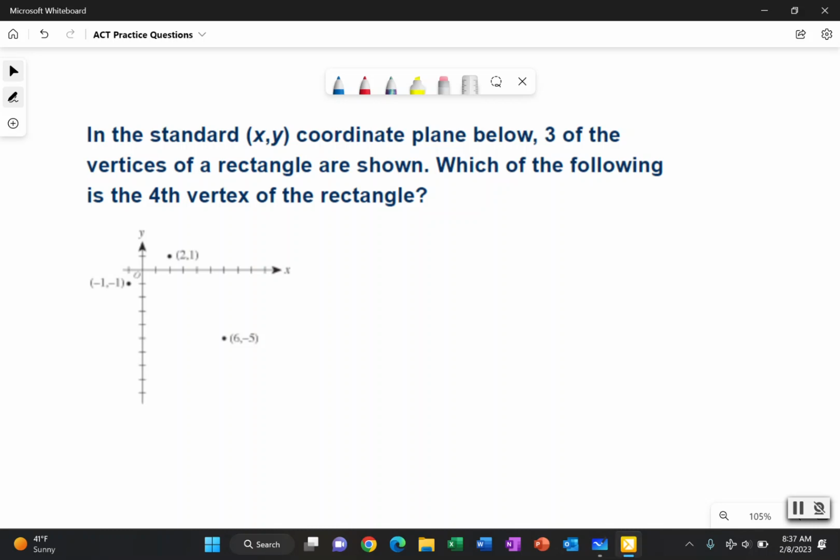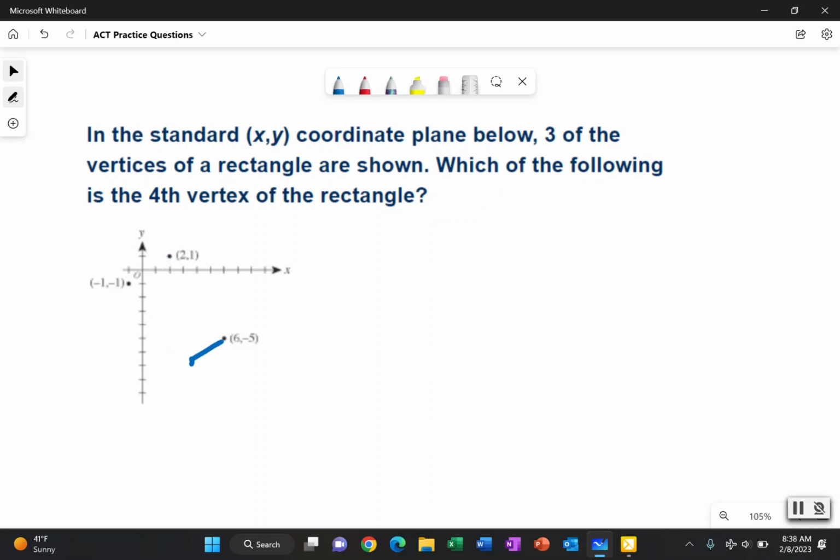Today we're going to be taking a look at another ACT math practice question. In this case, we want to see, in the standard XY coordinate plane below, there are three vertices of a rectangle that are shown. Which of the following is the fourth vertex of the rectangle? So we're given these three here. These two would line up like that. Boom. And we need to figure out what is this coordinate point down here?